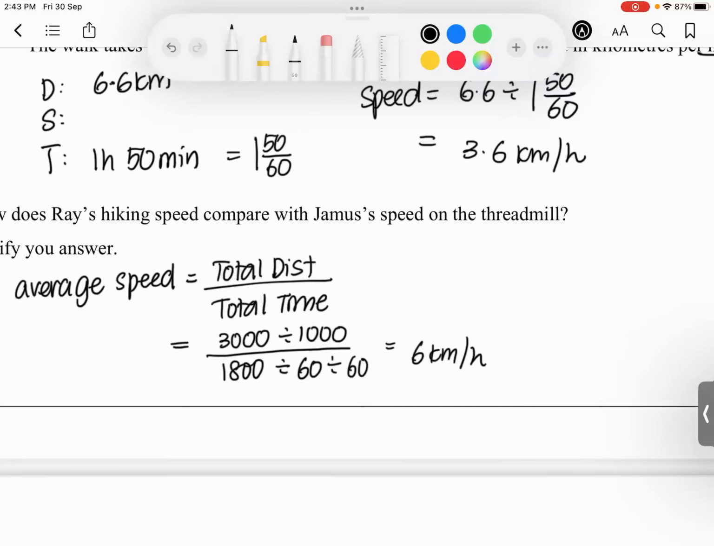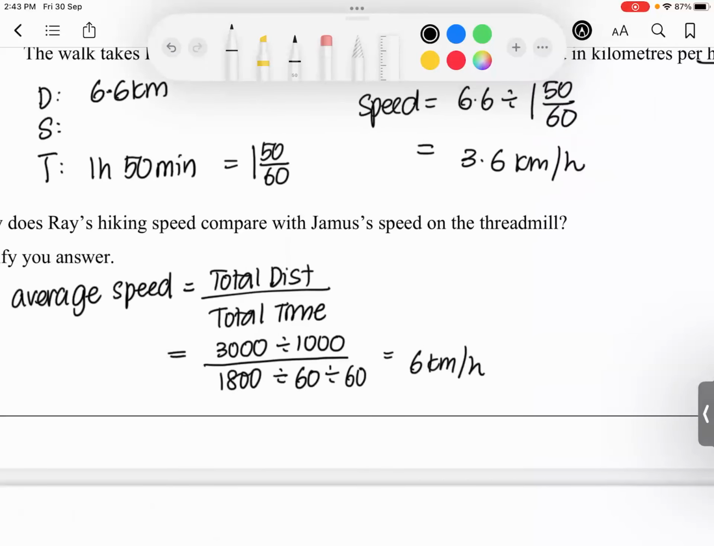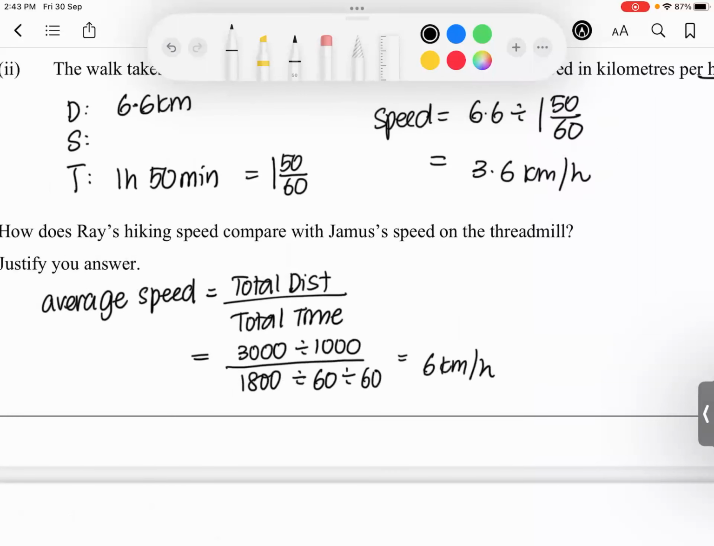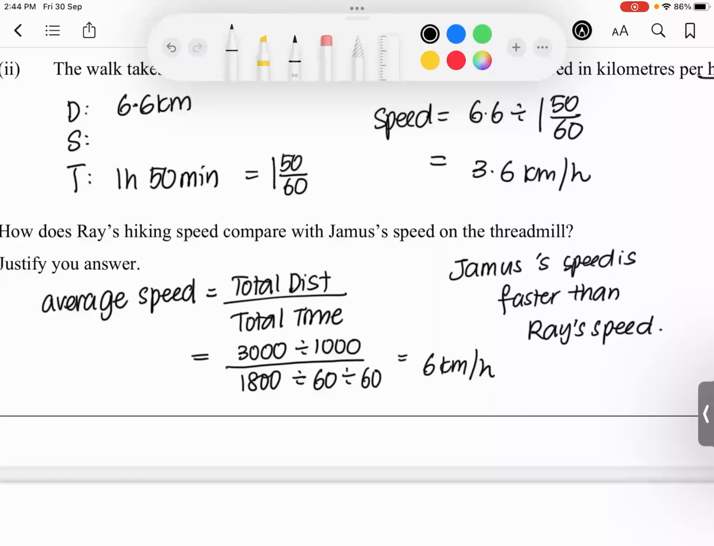Compare Ray's hiking speed with James' speed on the mule track. In this case, James has a higher speed. So when we want to compare, I must take note and make sure they are of the same kind of units. Not only that, for James there are two different speeds, right? So we have to find the average speed for James instead.